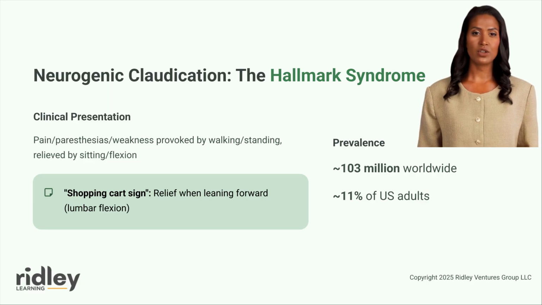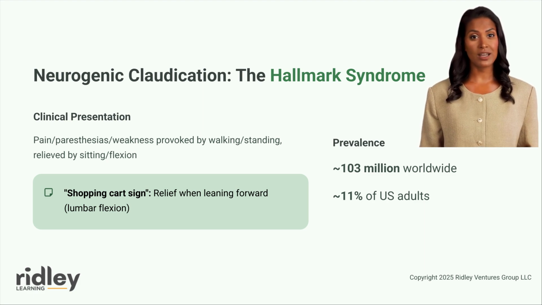The hallmark clinical feature of lumbar spinal stenosis is neurogenic claudication, a symptom complex characterized by pain, paresthesias, or weakness in the buttocks and lower extremities that is provoked by walking or prolonged standing and relieved by sitting or forward flexion of the lumbar spine. This postural dependency of symptoms reflects the dynamic nature of neural compression in the stenotic spine.